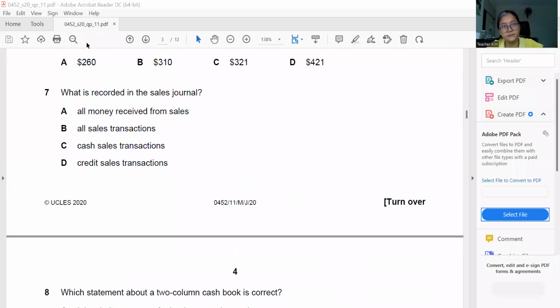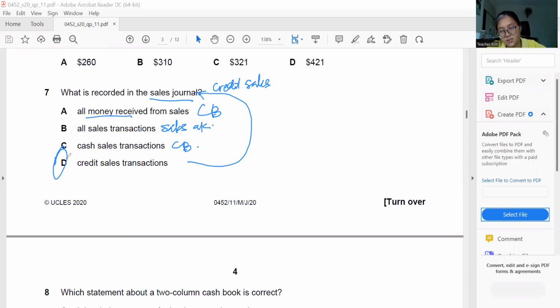Question 7. What is recorded in the sales journal? The sales journal is about the credit sales to the customer. Only credit sales. All these items, all money received, this is under the cash book. All sales transactions are under the sales account. Cash sales transactions are under the cash book. Credit sales transactions are under the sales journal. So the answer should be D. Next, move on.